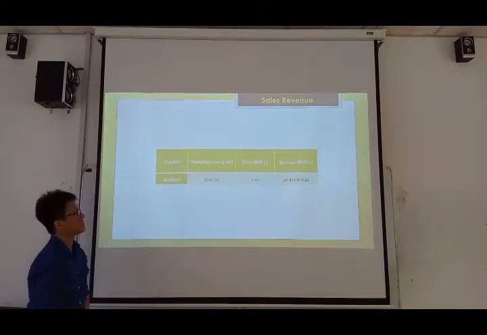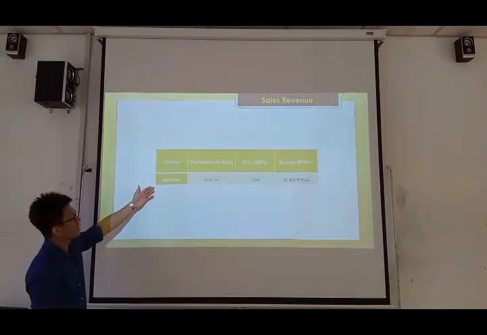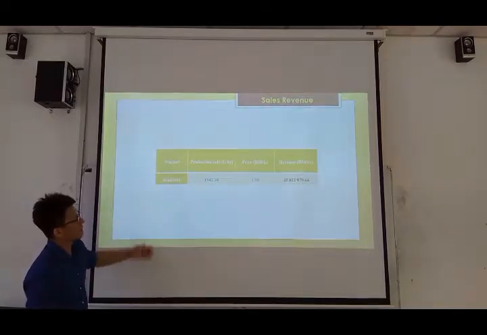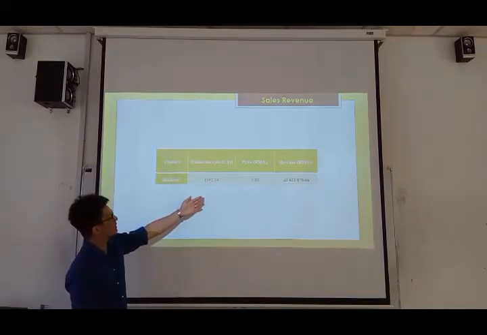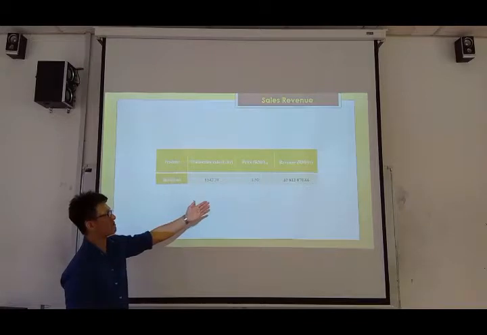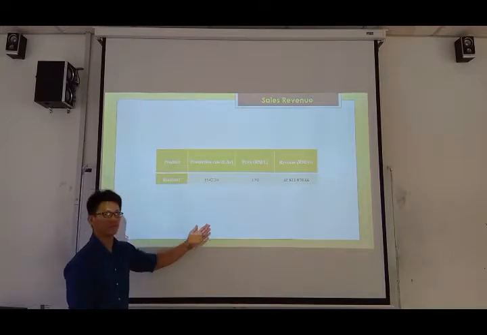So here is sales revenue. The product biodiesel has a production rate of 1,542 liters per hour. The price per liter is 3.5. And finally, the revenue, Ringgit Malaysia per year, is approximately 42.8 million.